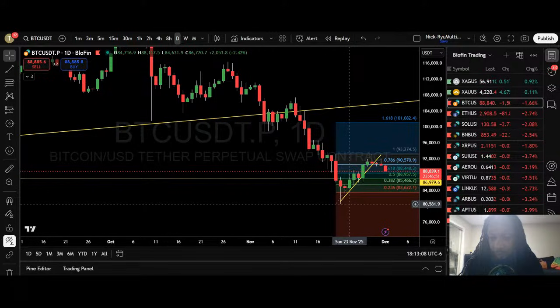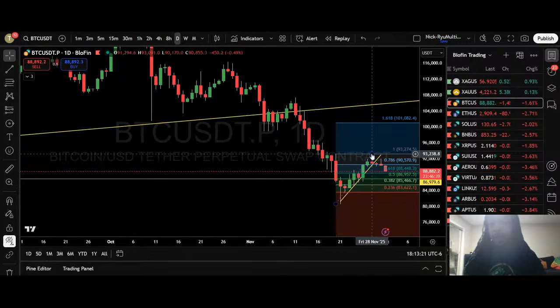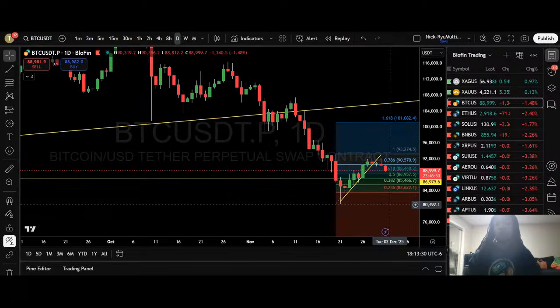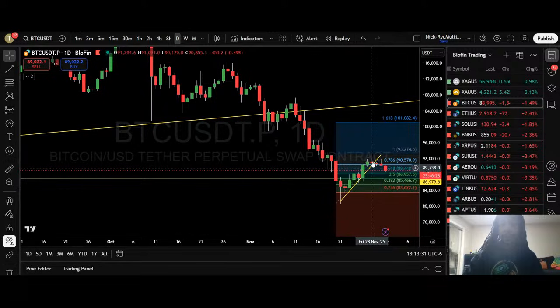What is our low on Blofin charts? That's 80.5, just about 80.6 area. That was the low for Bitcoin. If Bitcoin cannot break above 93.2, which was our previous high, then we're looking forward to dropping to create a new low. We see a resistance area here.